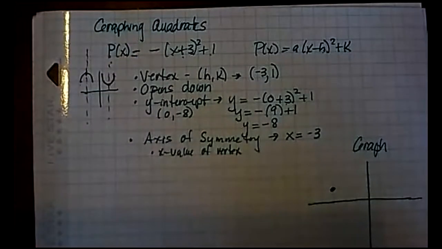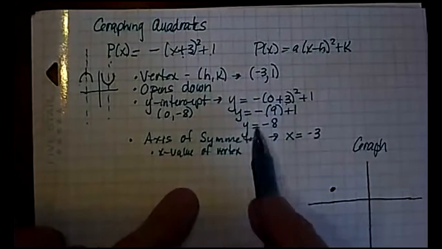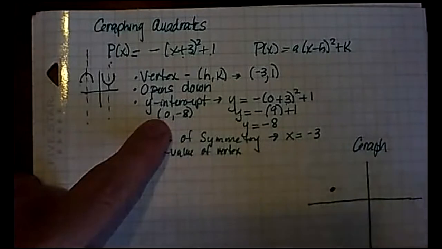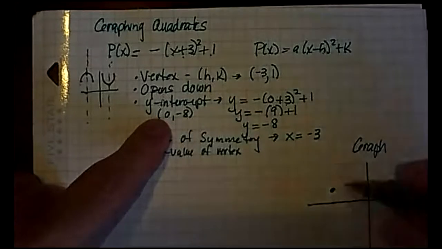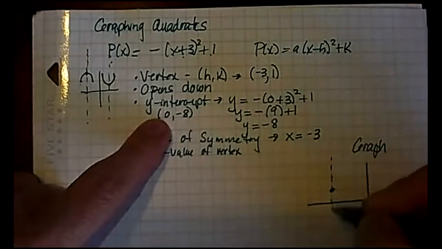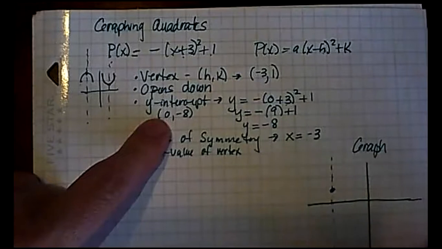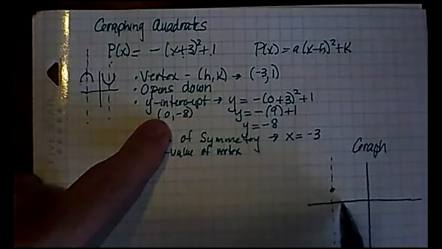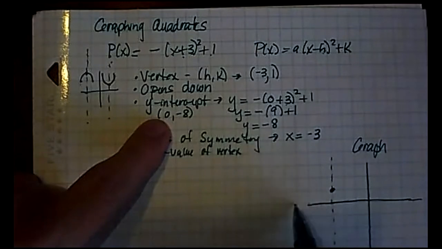Well, where does it go through the y-axis? At (0, -8). So we can figure that out: 1, 2, 3, 4, 5, 6, 7, 8. Okay, so it's going to go through here. Remember that parabolas are symmetrical. So here's my axis of symmetry. It goes right down through the center of that. So if I went over 3 units here, if I go over 3 units here, 1, 2, 3, I can put a symmetrical point there.